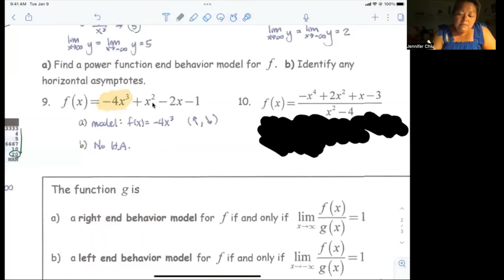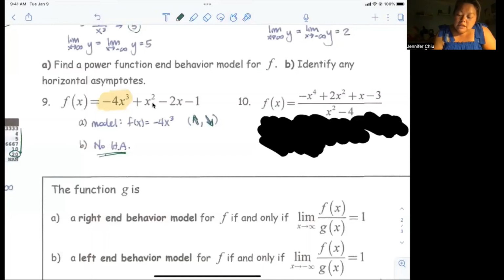And if you recall, the end behavior is going up towards the left and down towards the right here, up towards infinity, down towards negative infinity, because it's a negative odd function. There's no horizontal asymptote because there is no fraction here. Okay. Same thing in the next one.